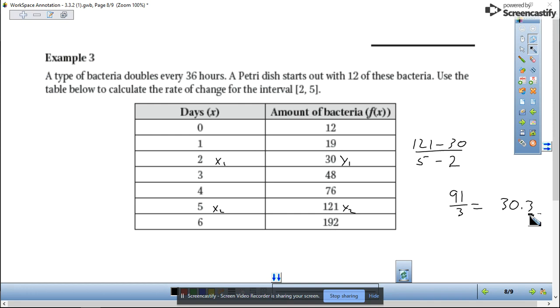And when you do 91 divided by 3, you get approximately 30.3. Alright? So, what does that mean? The rate of change is approximately 30.3 bacteria per day.